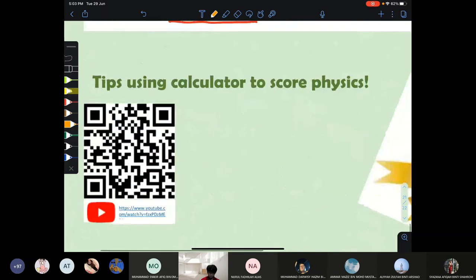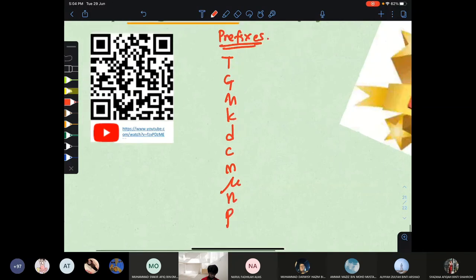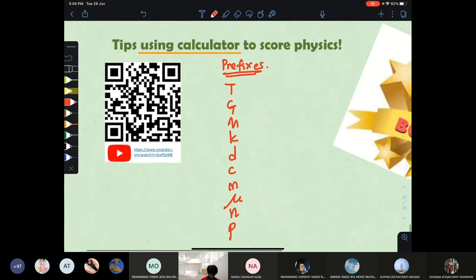Ni saya tak sempat nak tunjuk. Ni tips using calculator. Kenapa saya rasa penting this one? Sebab sometimes in calculation, tak kisahlah paper 1 ke paper 2, you need to know prefixes. Prefixes which are tera, giga, mega, kilo, desi, senti, mili, micro, nano, pico. Saya ada lagu. Tera, giga, mega, kilo. That's my lagu lah. Tapi kalau awak tak hafal, awak akan be in trouble sikit lah.